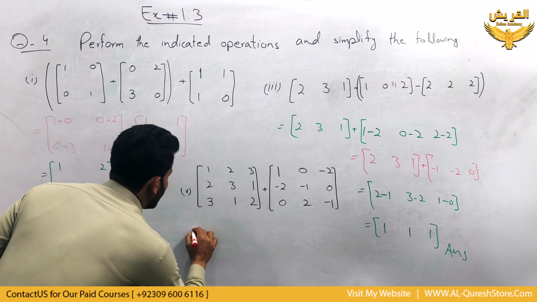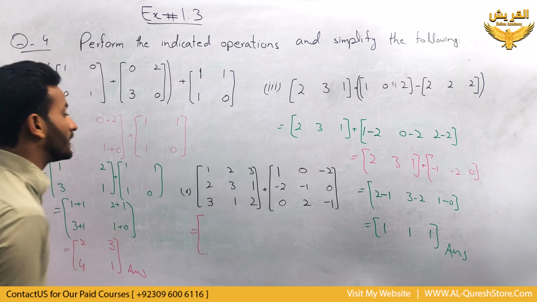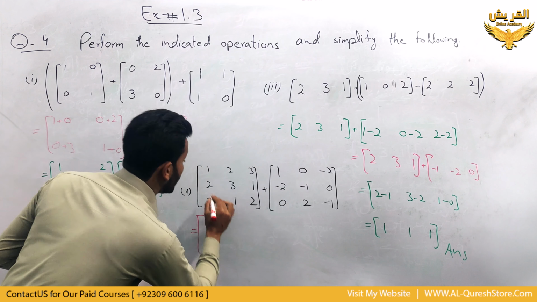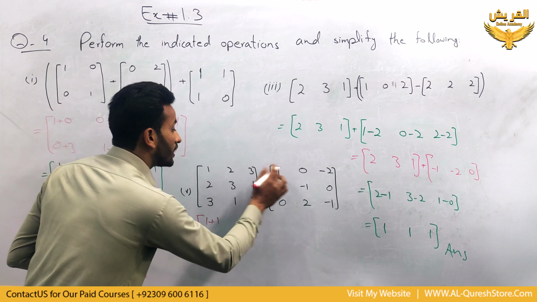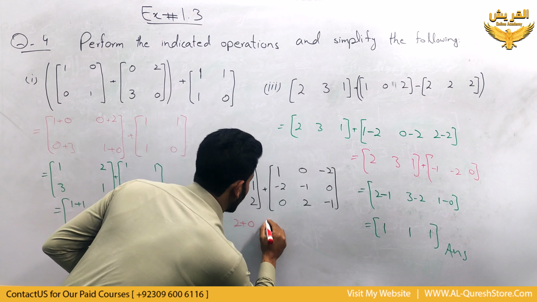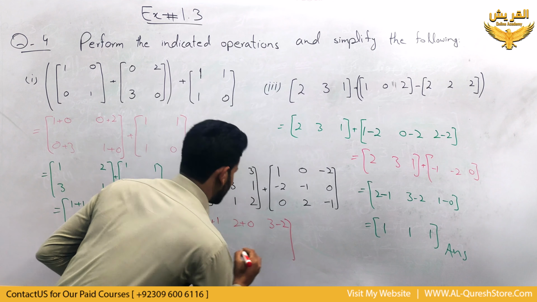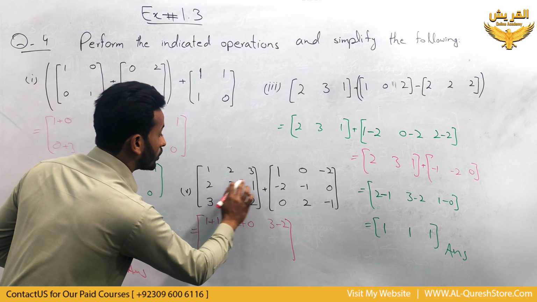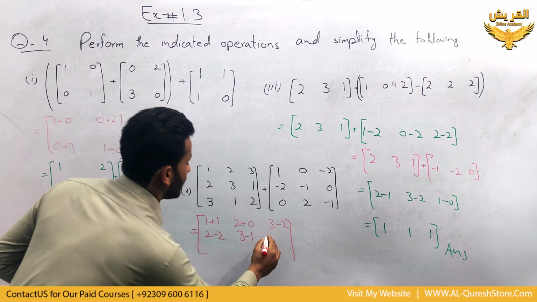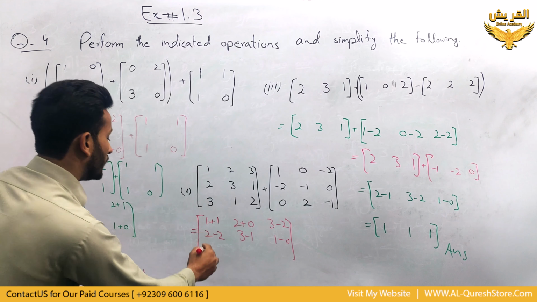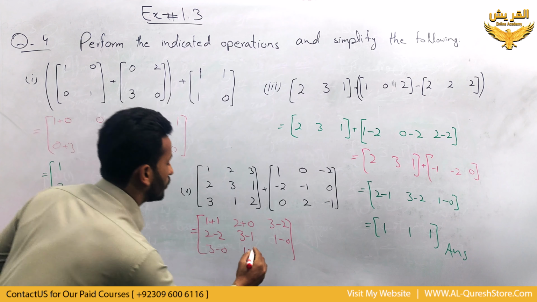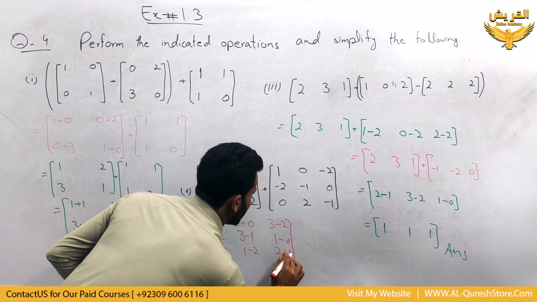It is easy because it has only two matrices of order 3 by 3. By adding them, corresponding entries are added to each other: 1 plus 1, 2 plus 0, 3 minus 2. In the second row, 2 minus 2, 3 minus 1, 1 minus 0. In the third row, 3 minus 0, 1 minus 2 and 2 minus 1.